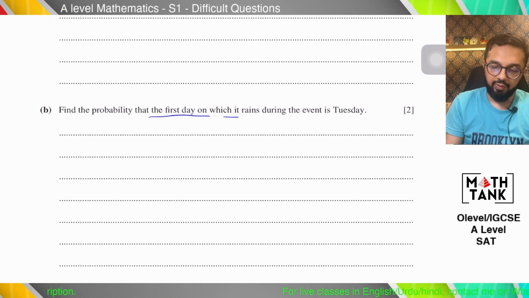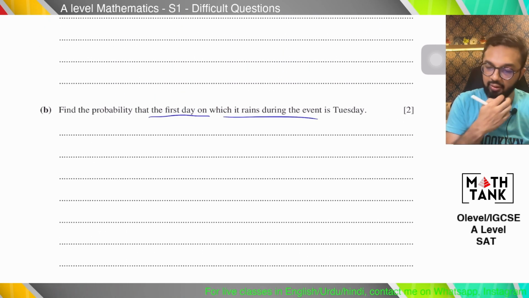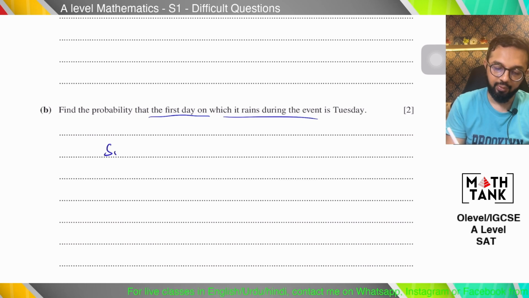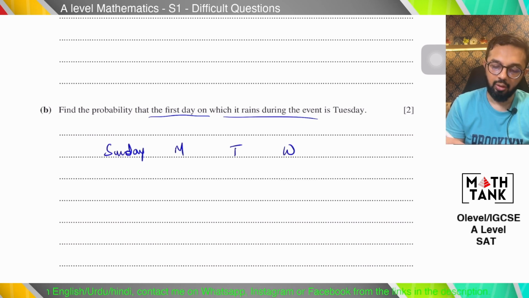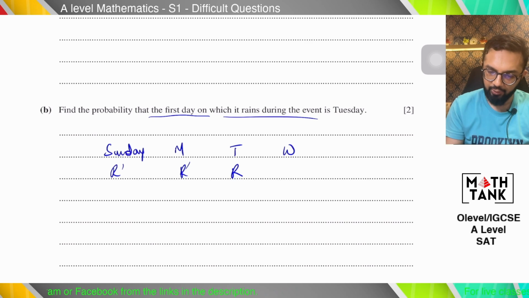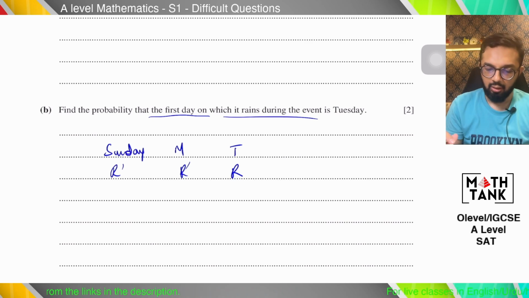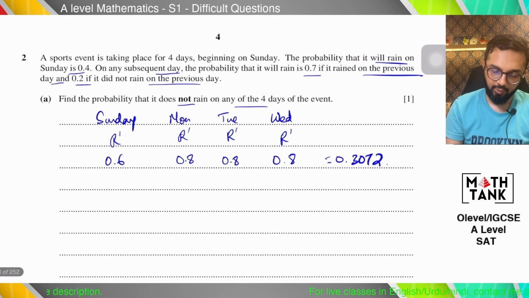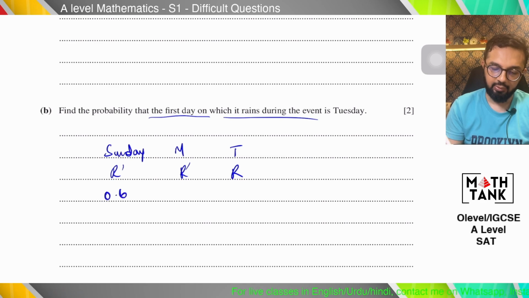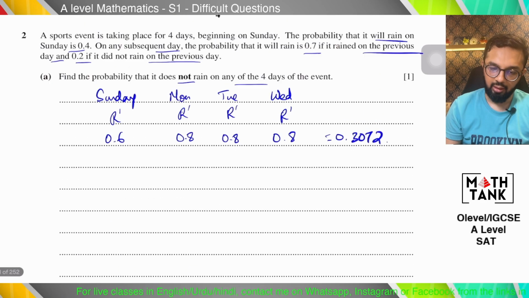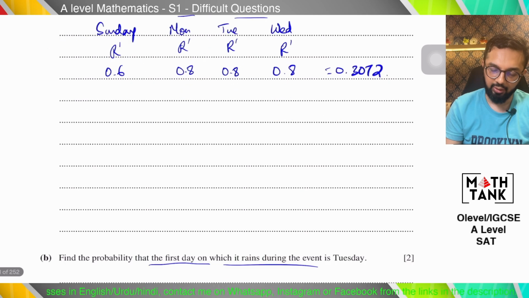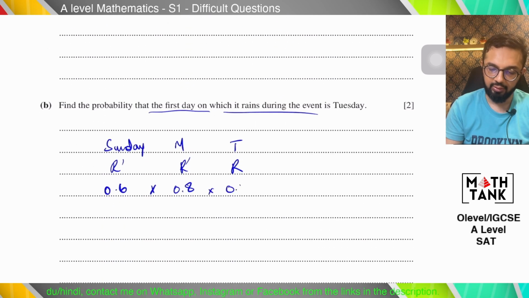Find the probability that the first day on which it rains during the event is Tuesday. Okay, so first day, I want this to be rain, not rain, not rain, and I don't want Wednesday. Okay, so not rain on Sunday is 0.6, on Monday it's 0.8, and then if it's not rain on the previous day, it's 0.2 on the next.